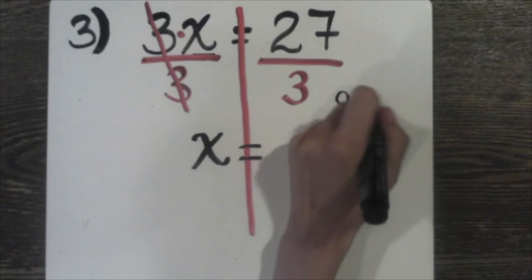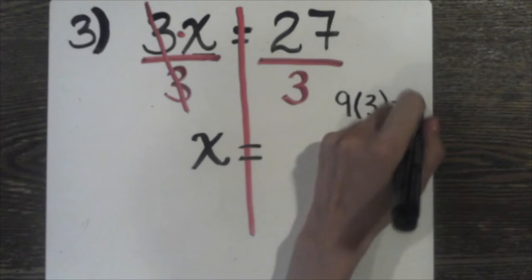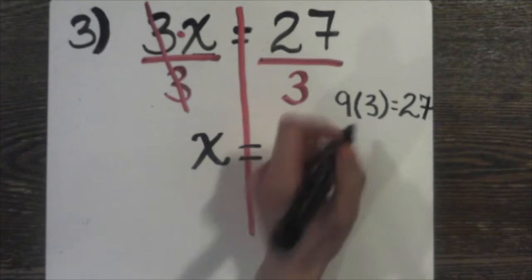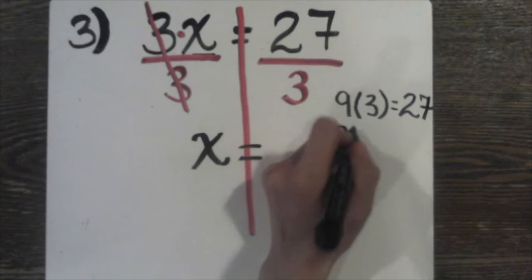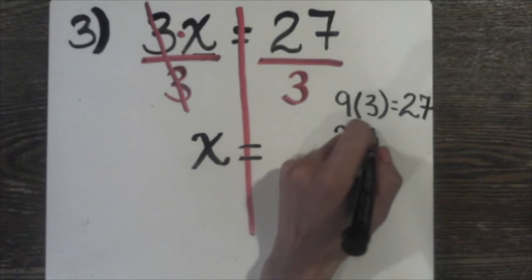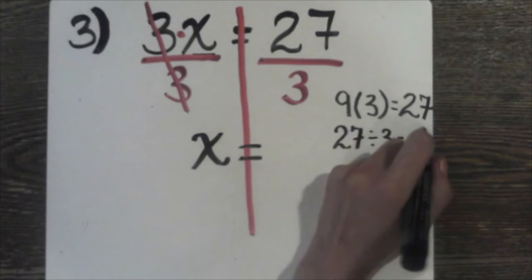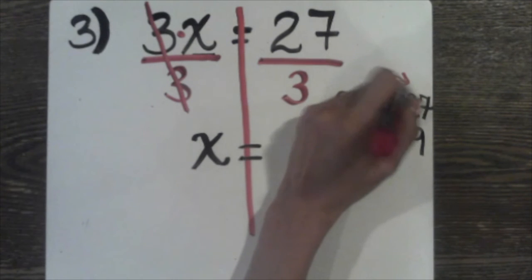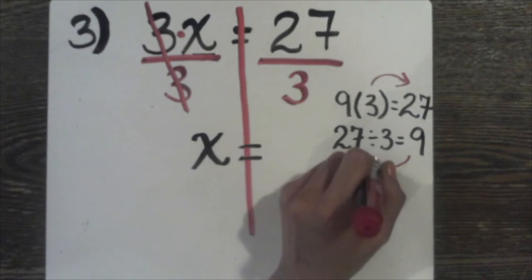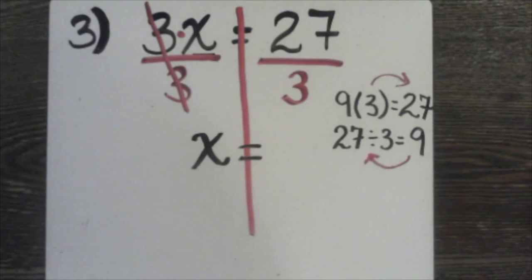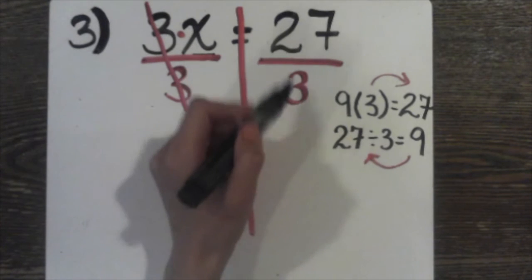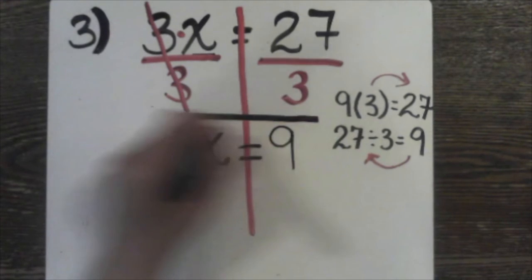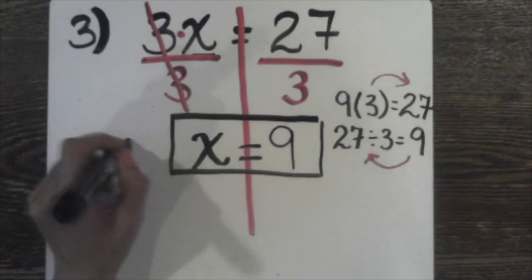Now 27 divided by 3 is a little bit more complicated, but I know my times table, so I can think of 9 times 3 equals 27. And if it works in one direction, it works in the other. I'm going to turn this around to say 27 divided by 3 equals 9. All multiplication tables work that way. If 9 times 3 is 27, then 27 divided by 3 is 9. X equals 9, and I am finished.